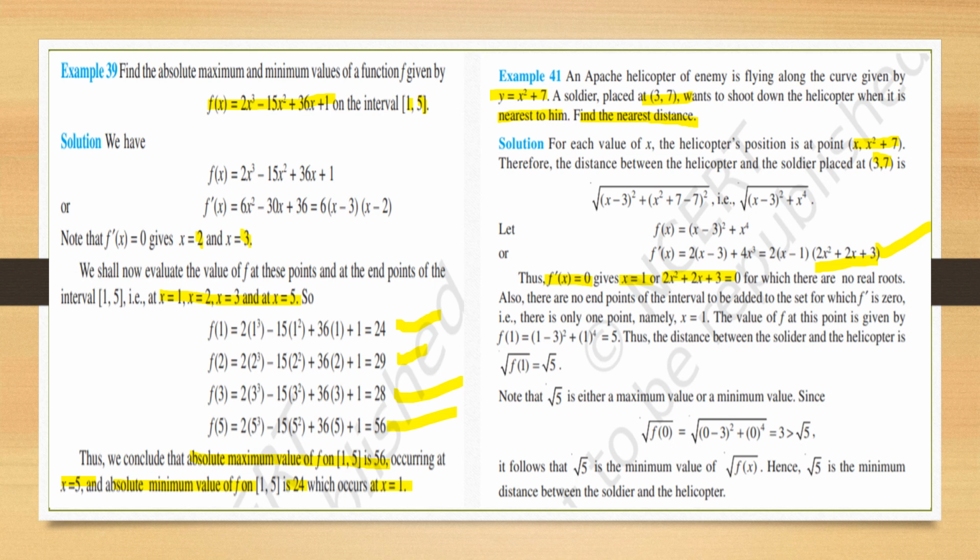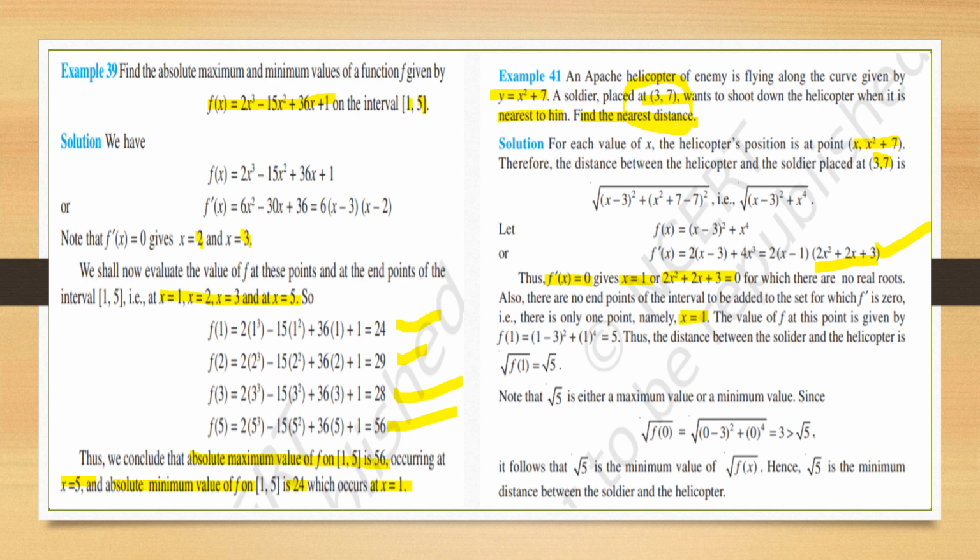So there is no endpoint of an interval to be added here. Don't take it as an interval. It is just for the distance between the helicopter and the soldier. So here I will have only one critical point, that is x = 1.